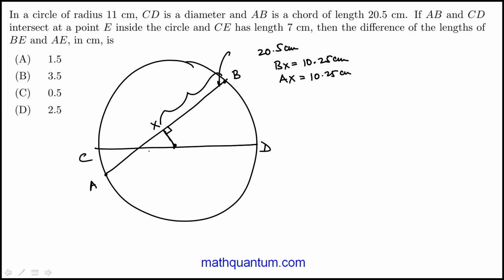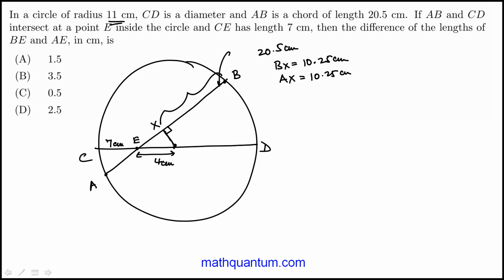So this is actually an important step here. We know that CE has a length. E is that intersection point. So that's 7 centimeters. This would be 4 because the radius is 11 centimeters.